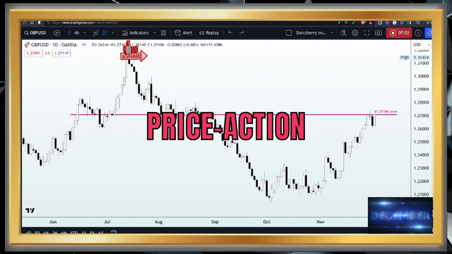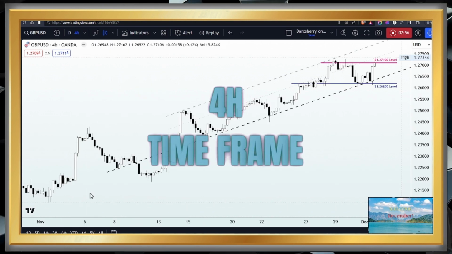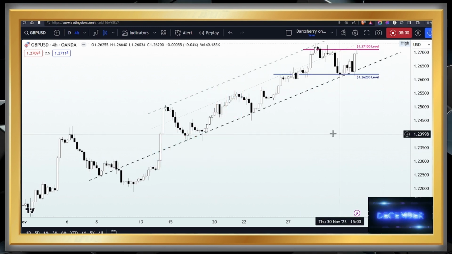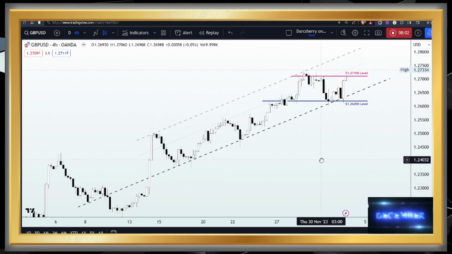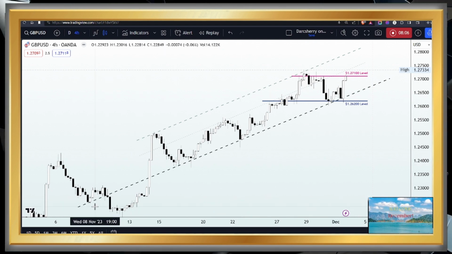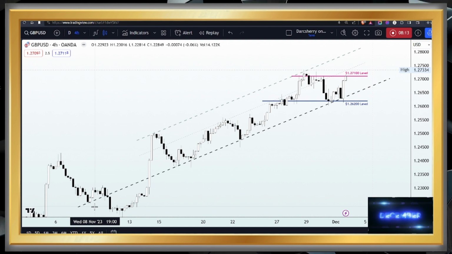Now, talking about price action, let's dive right into the 4 hours time frame, where I was able to identify a simple setup that will be guiding our trading decisions for this week. Now, the first thing I did here was to take into consideration the nature of price action since the beginning of the month of November.